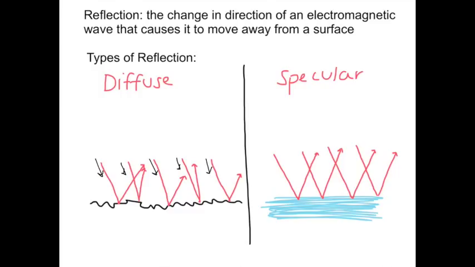By contrast, there's also specular reflection. This occurs when light reflects off of a very smooth and flat surface, such as a clear lake. In this case, when all the rays come in again at the same angle, they go out at the same angle. So you can see it forms all these parallel lines because all of the rays are going in the same direction. So again, the texture of the surface will determine which type of reflection takes place.